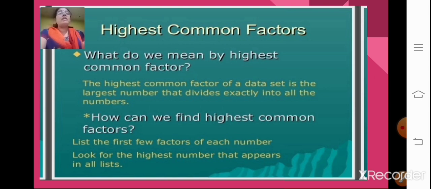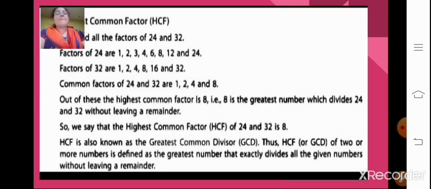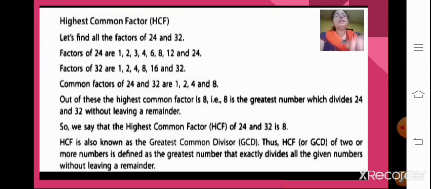The highest common factor of a data set is the largest number that divides exactly into all the numbers. When we take out all the factors, from those factors, the highest or the greatest one is called the highest common factor. Now just see this example here.